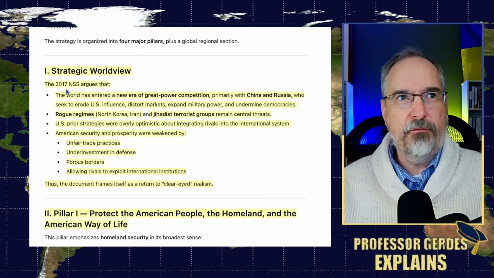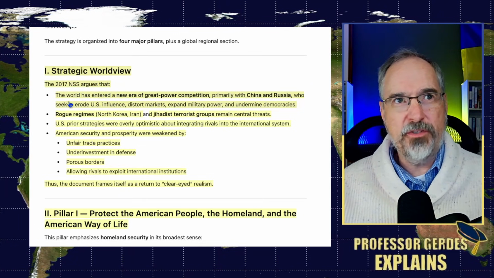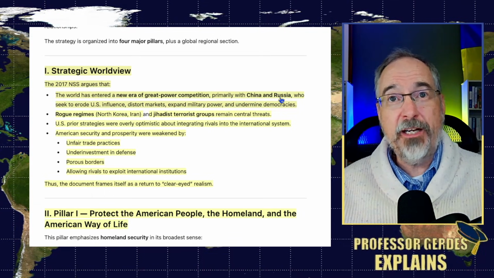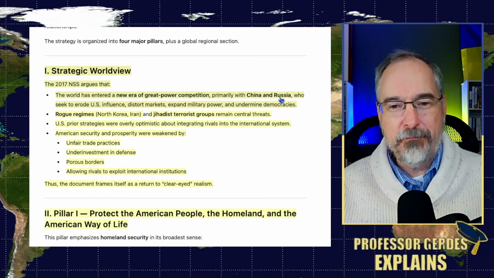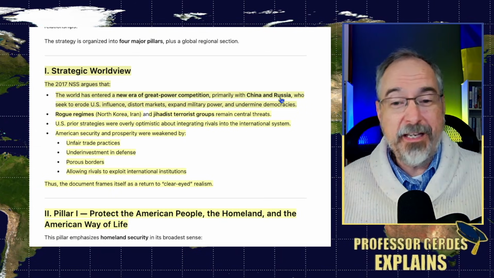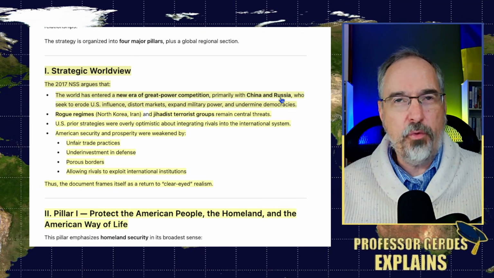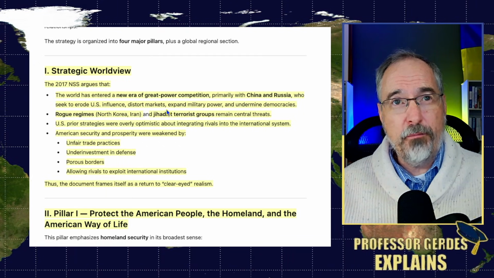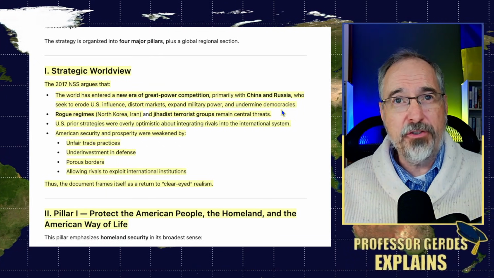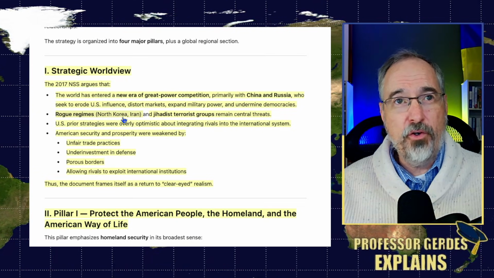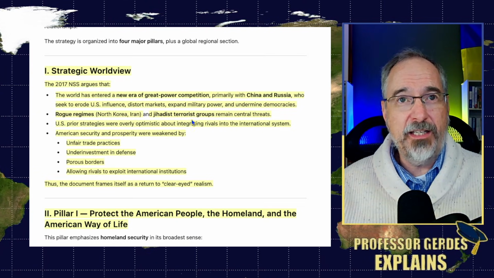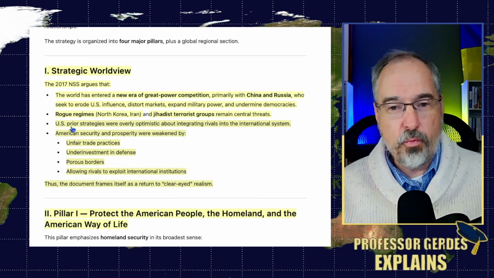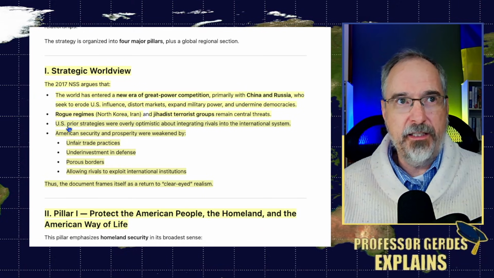First, strategic worldview. The 2017 NSS argues that the world has entered a new era of great power competition, primarily with China and Russia. Russia's hardly mentioned in 2025, and if it is, it's only mentioned in terms of needing to end the war. Russia and China seek to erode U.S. influence, distort markets, expand military power, and undermine democracies. Then he talks about rogue regimes like North Korea or jihadist groups that remain central threats. And they were, like ISIS was a legitimate threat early on in this.